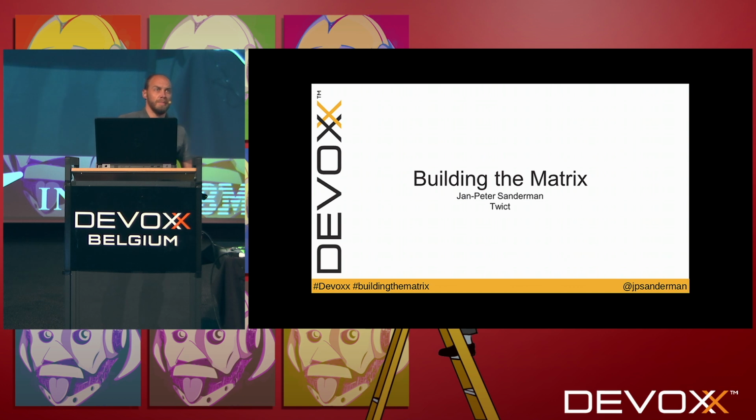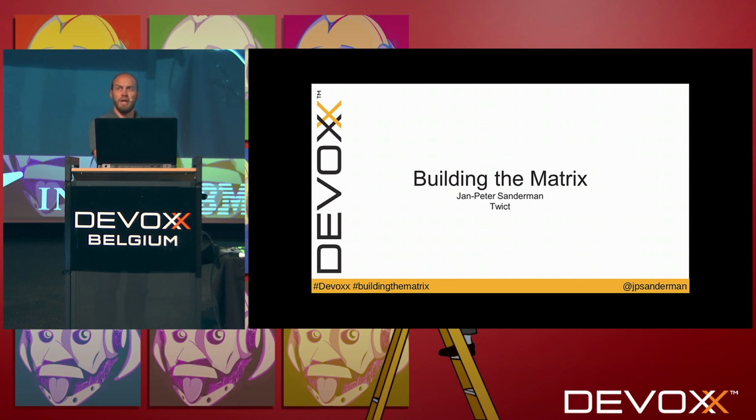My name is Jan-Peter Sanderman. I've worked with Java for the last 18 years for several large Dutch organizations as a software engineer, software architect, and a technical team lead. Currently, I'm mainly focused on backend software.